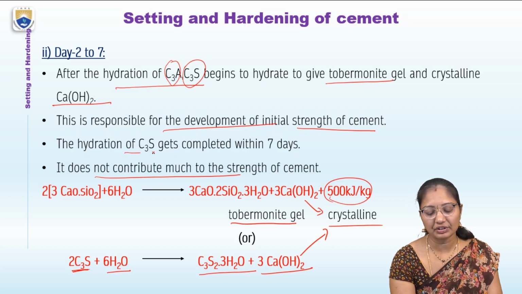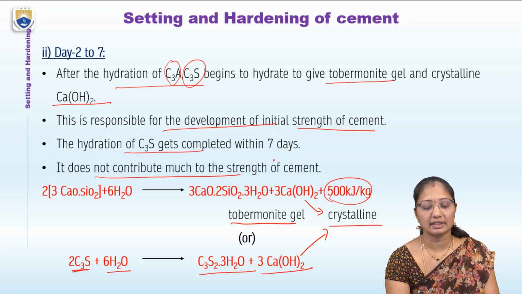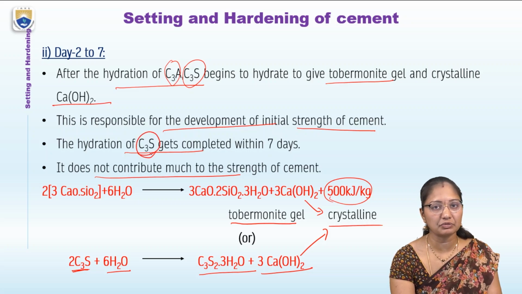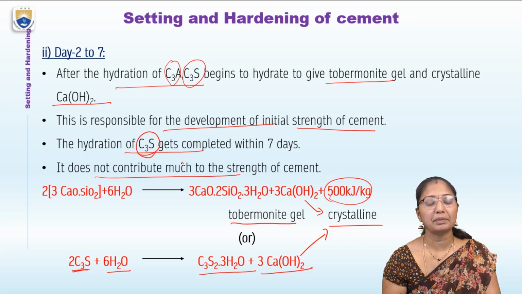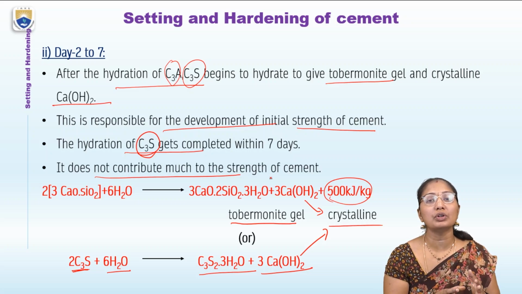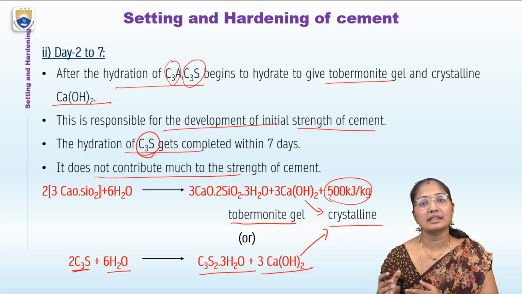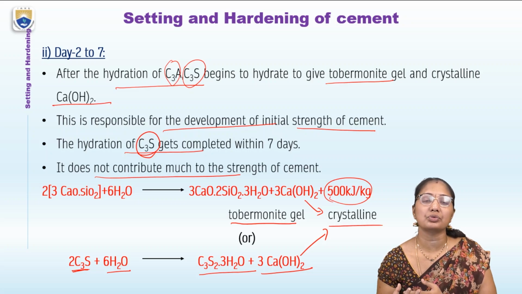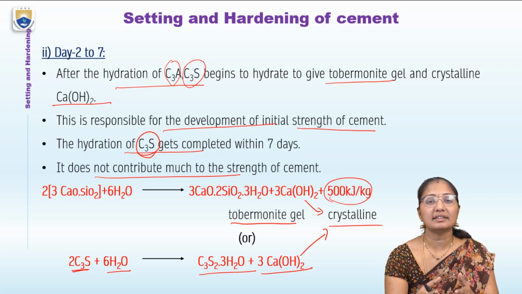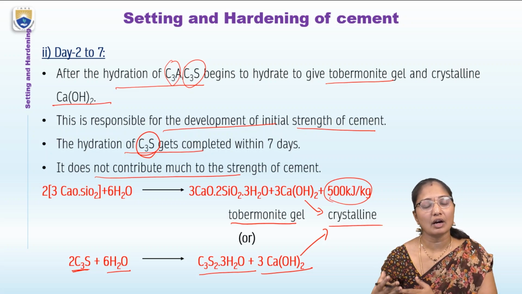Here, the hydration of C3S, if gypsum is added, gets completed within 7 days. It does not contribute much to the strength of the cement because it is involved only in the setting. In the setting stage, only stiffening happens. Coming to the hardening stage, the cement increases its strength due to the crystalline formation. This gypsum doesn't get involved in the hardening step.